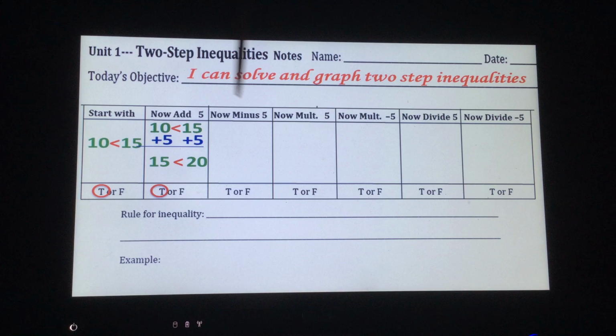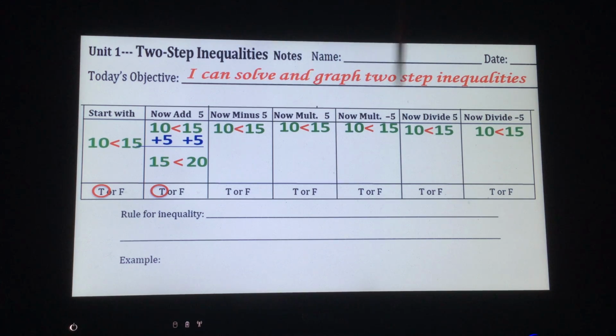Okay? Now, there's 5 more operations. So let's go ahead and put 10 is less than 15 in all of these. All right? And we're going to do what it says above the box. We're going to do that, and then we're going to see if it's true or false. So in the next one, you're going to subtract 5 from both sides of the inequality. The next one, we're going to multiply by 5. We're going to then multiply by negative 5. Divide by 5, and then we're going to divide by negative 5.